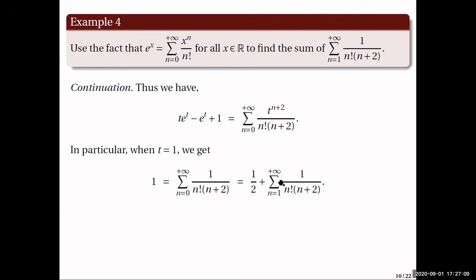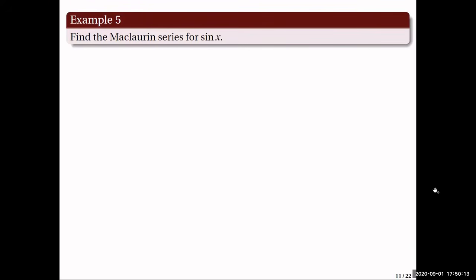And then for the rest of the terms, we have the summation from n equals 1 to infinity of this expression, 1 over n factorial times n plus 2. Okay? So solving for this summation, we get this summation equal to 1 minus 1/2 or 1/2. Let's now find the Maclaurin series for sine x.